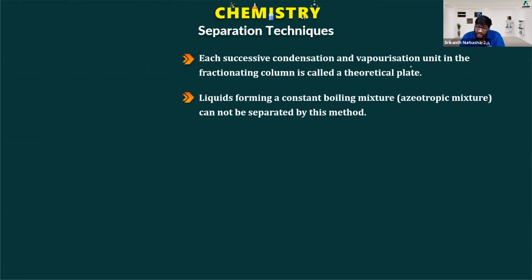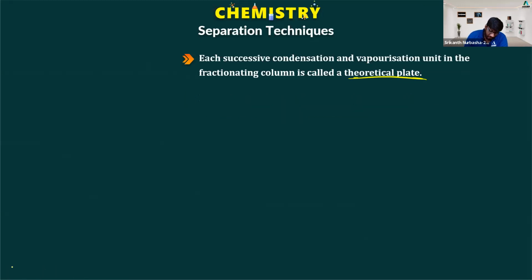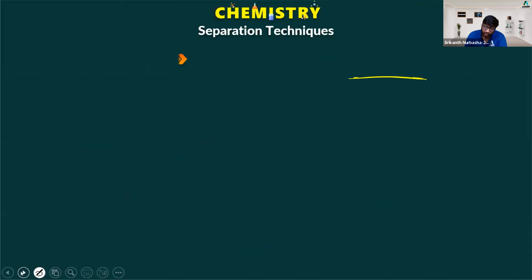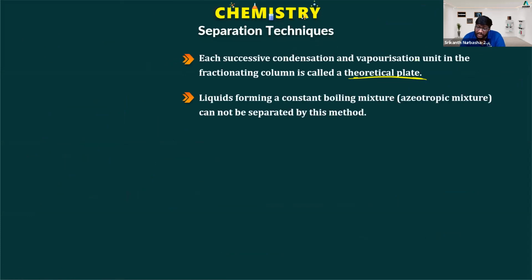Each successive condensation and vaporization unit in the fractionating column is called a theoretical plate. These are nothing but your theoretical plates, or fractionating plates. Each successive condensation and vaporization unit in the fractionating column is called a theoretical plate.